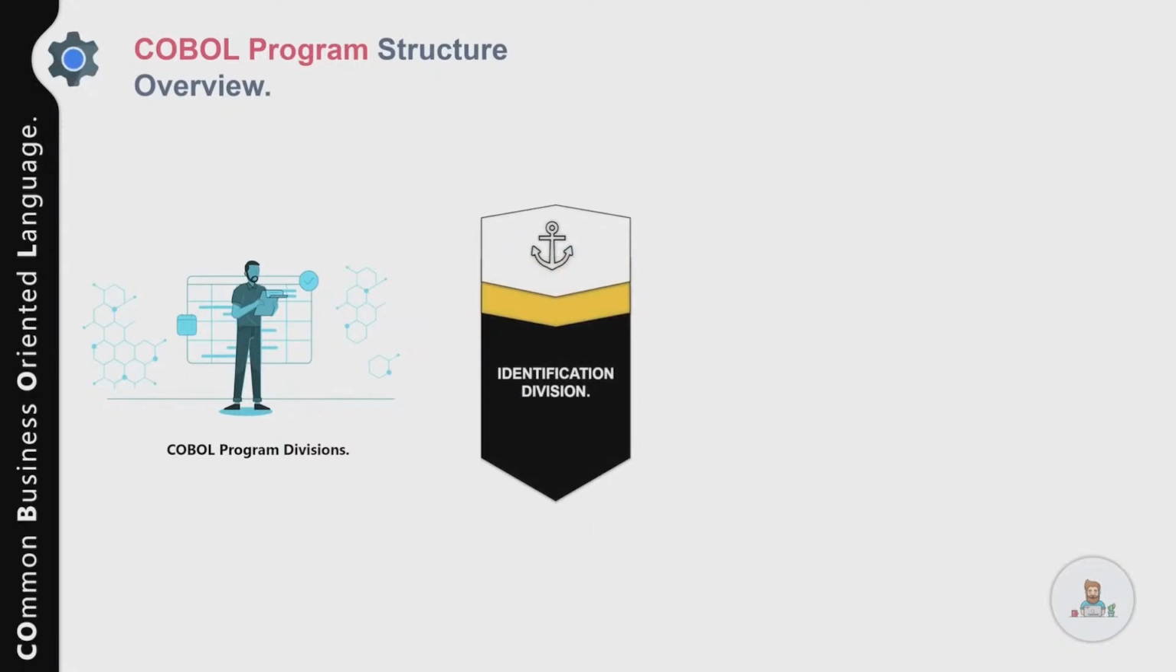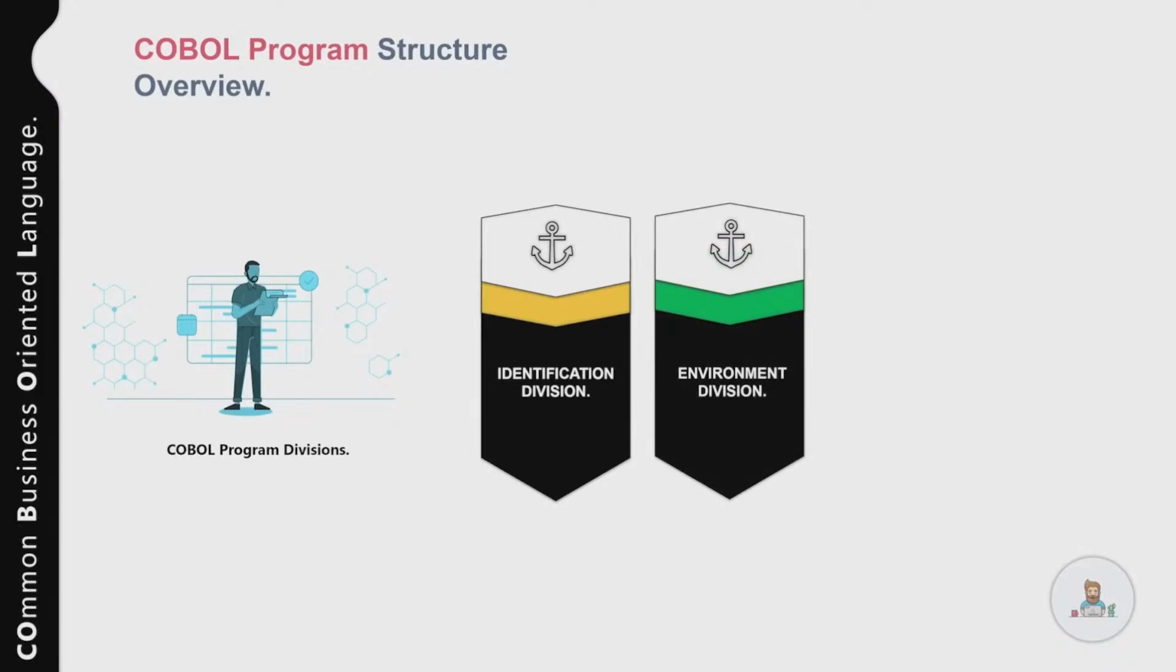So the first one is identification division. It is used to identify the program to the operating system. This division is actually used for documentation purposes. Next one is environment division, and it is used to specify the file name and describe the specific computer equipment that will be used by the program.